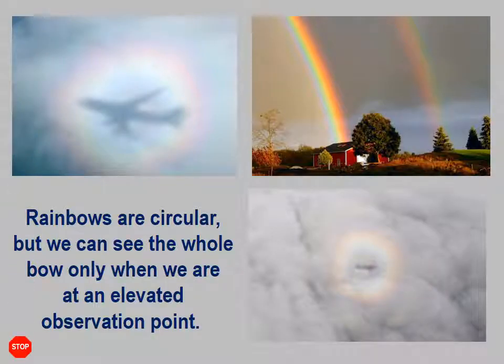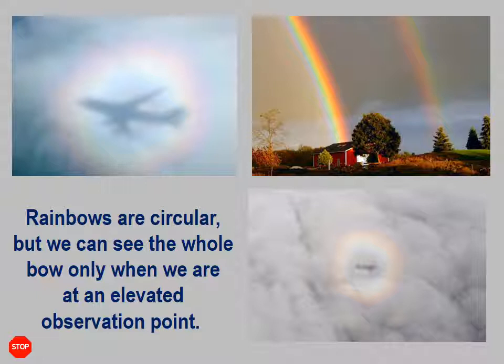So here are some pictures of rainbows. I don't know how well you can see these. Rainbows are actually circular, but you can only see the whole bow when you are at an elevated observation point. In other words, when we're on the Earth, you can't see the entire rainbow because the planet gets in the way. So you can only see half of it.